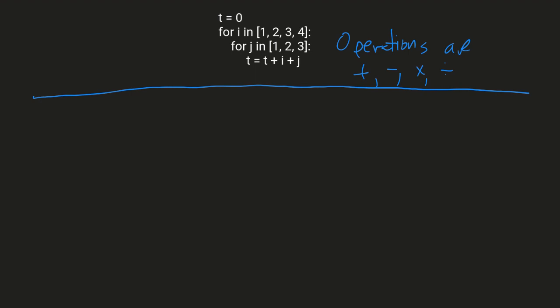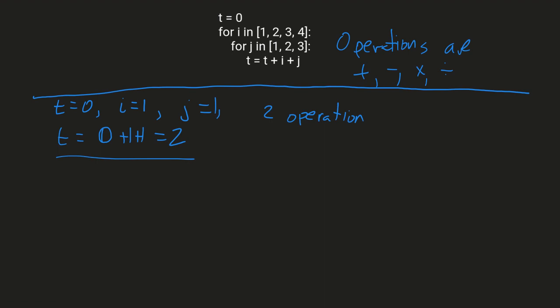So we start out with t equals 0, and then i is going to be equal to 1, and then j will be equal to 1, and then we're going to redefine t to be 0 plus 1 plus 1, which equals 2. So there are two operations because I had two different additions.